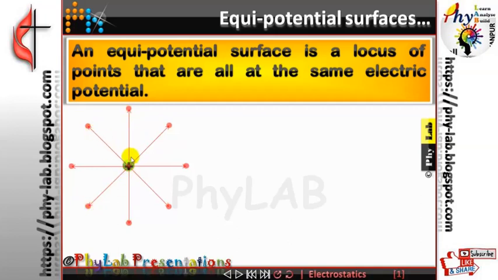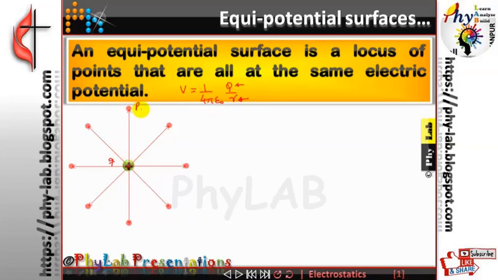The electric potential due to a point charge is inversely proportional to R. So if this distance R remains the same, all these points will be at the same potential. As you are all aware, potential due to a point charge is given by the formula 1 upon 4 pi epsilon naught, Q by R. What is Q? The magnitude of the source charge. What is R? R is the distance from the source charge. My source charge happens to be this.